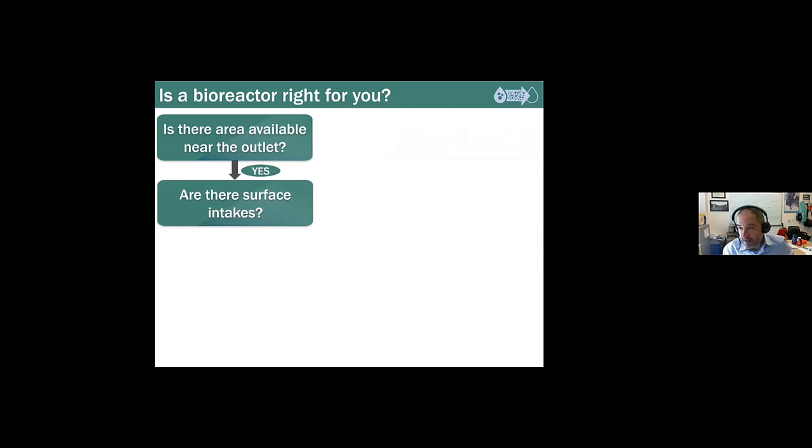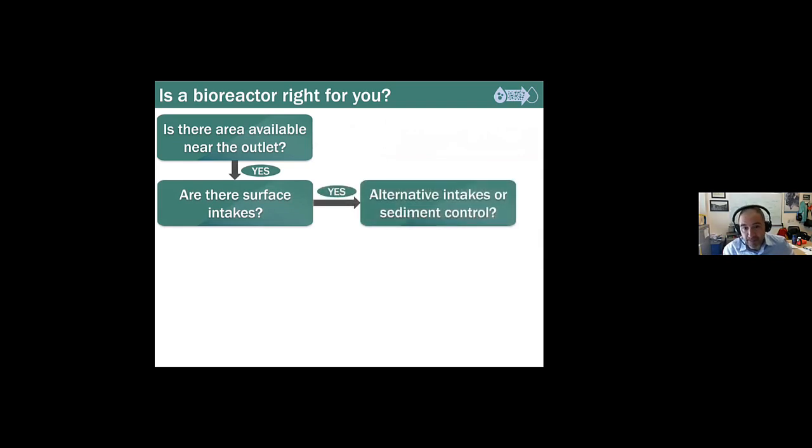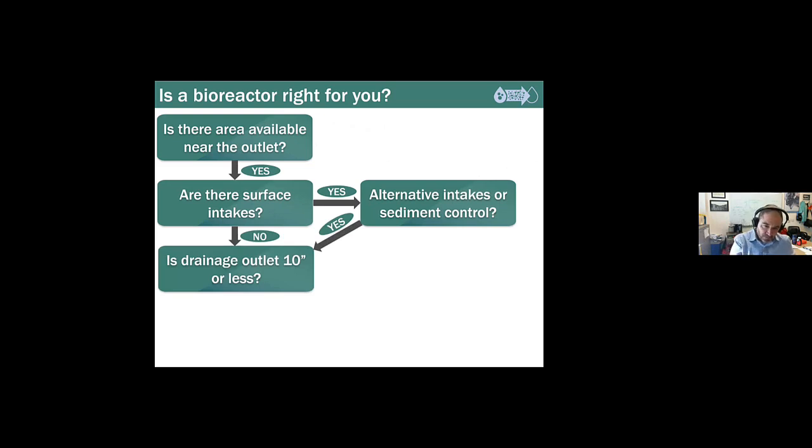If yes, again asking the question, are there surface intakes? If yes, again, are we willing to put in some alternative or some type of sediment control system? If no, then consider something alternative. But if yes, the next question would be, is the drainage outlet 10 inches or less? Or in a sense, how much land area are we draining? It's a bit of a concern if we have something very large, 10 inches or more. We're probably going to have to do something special with the design of that bioreactor to minimize short circuiting of flow, so it may not be as cost effective.